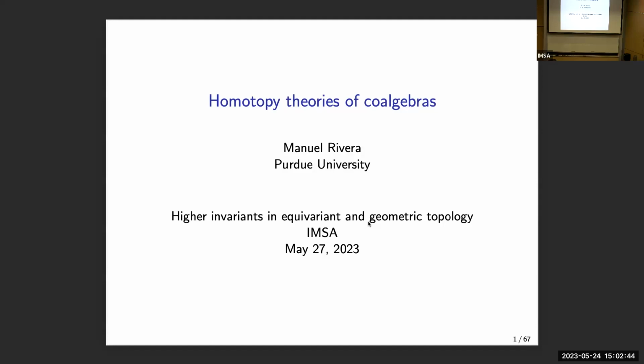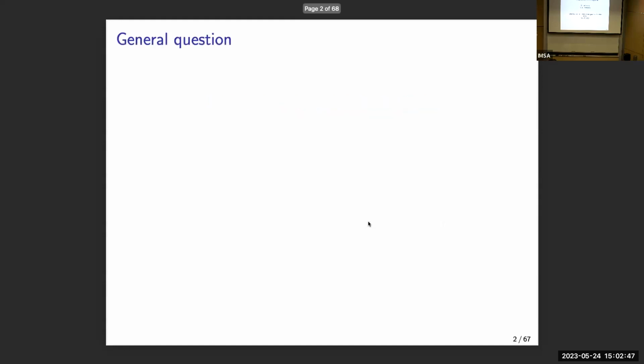So I'll talk about homotopy theories of coalgebras. Let me start with a general question. Motivating questions in algebraic topology often take the following form. Suppose we have a given functorial invariant f. This notation means f is a functor from the category of topological spaces, equipped with a specified notion of weak equivalence, to some other category C, also equipped with a notion of equivalence. And when I write this notation, I suppose that f preserves this notion of weak equivalence.